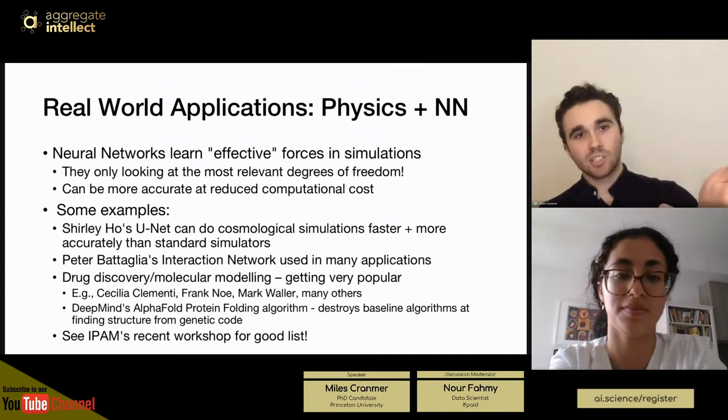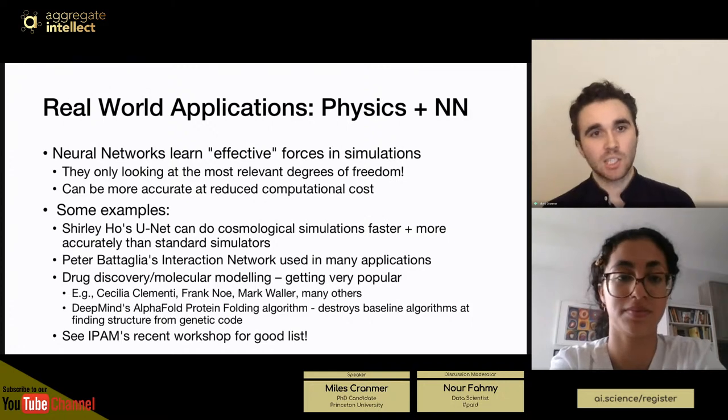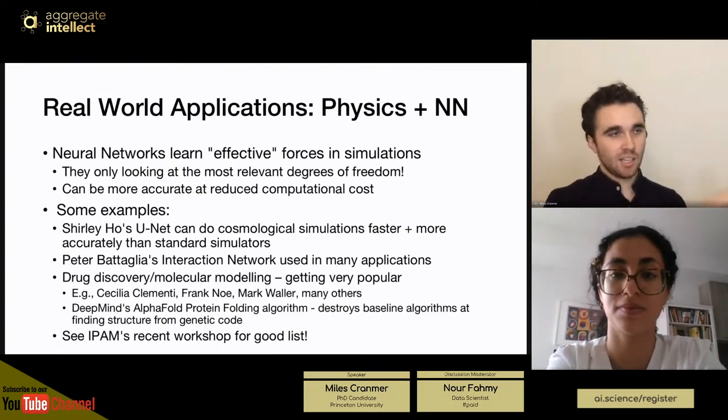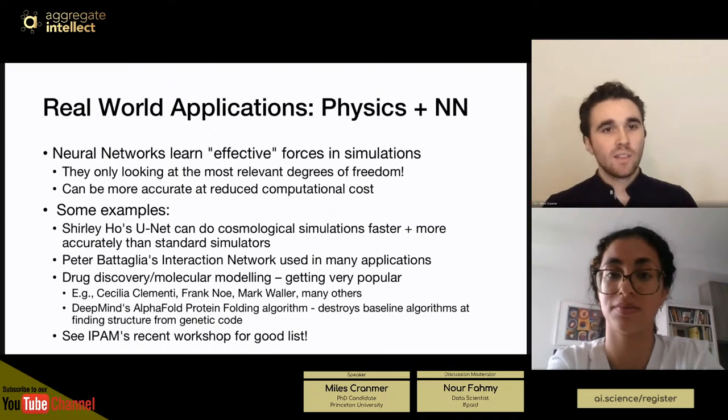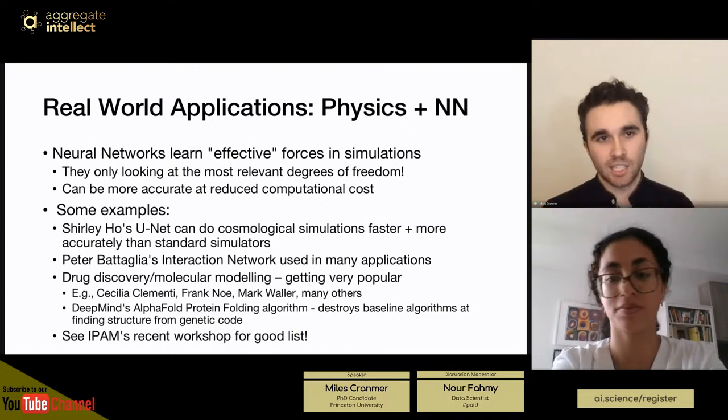My advisor, Shirley Ho, has this UNet, which is traditionally computer vision. She uses a UNet to do these massive cosmological simulations faster.